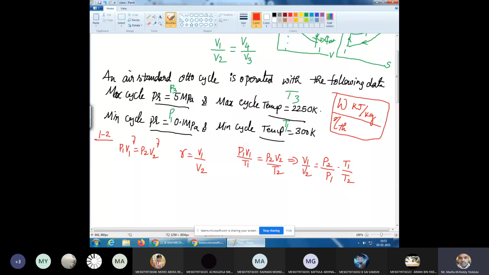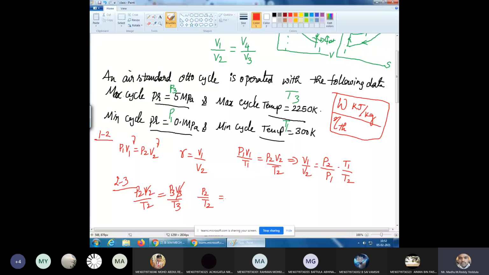So therefore, for a constant volume process, V2 equals V3, that is 2 to 3. Then we can write for 2 to 3, P2 V2 by T2 is equal to P3 V3 by T3, and for 2 to 3 the volume is constant, so it can be cancelled. Therefore, I can write P2 by T2 is equal to P3 by T3.